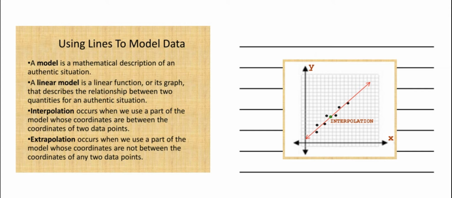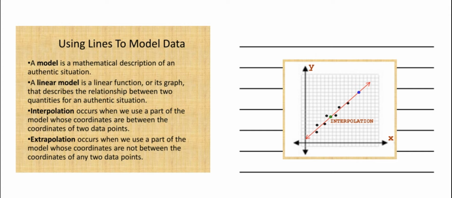Extrapolation. Extrapolation occurs when we use part of the model whose coordinates are not between the coordinates of any two data points. So, if it's in the outside, where there is no data point below or above it, it's extrapolation. So let's try to plot a dot. There's a blue dot there. Blue dot there would definitely be extrapolation.